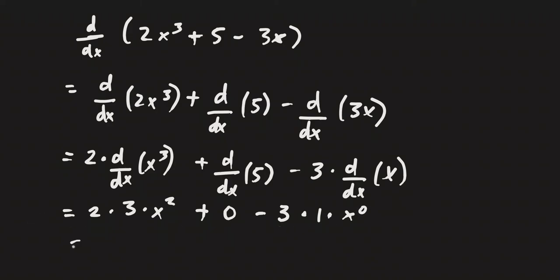So this would equal 6x squared plus, well, plus 0, I'm not going to include that, minus 3 times 1, which is 3, times x to the power of 0. This is also just 1. So this is 3 times 1, which is 3. So this is your answer.